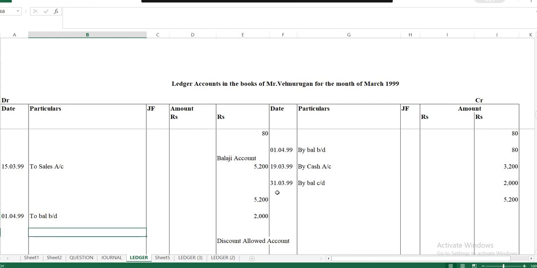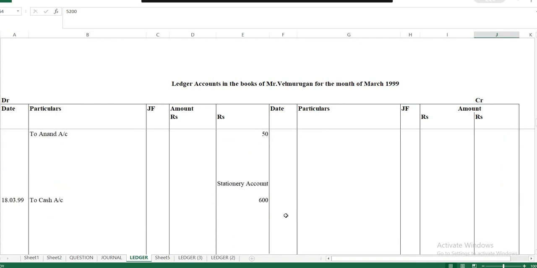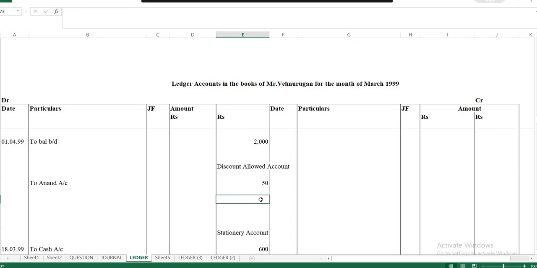Okay, so within the lines you have to give it up. Like this, the discount allowed account you can easily close without my support. 50 rupees here also, that same 50 rupees has to be shown. So 50 rupees has to be shown here. What is this called? By balance carry down.